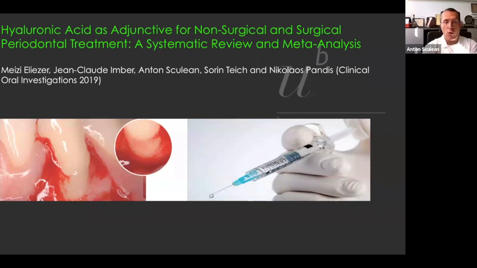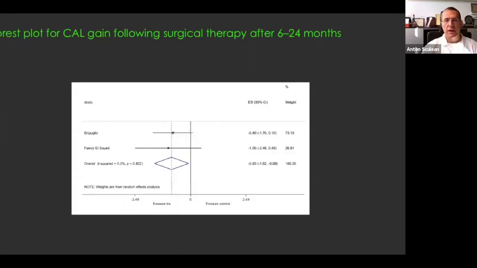So we performed a systematic review and meta-analysis, and our goal was to try to find out, do we have some evidence from the literature that these materials may have a positive effect on the healing? And we looked at the data in intrabony defects. In intrabony defects, if open flap debridement is performed alone or by adding hyaluronic acid, in terms of clinical attachment level, we found significant improvements.